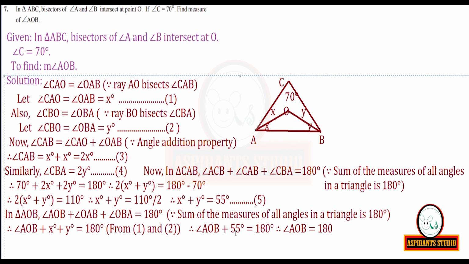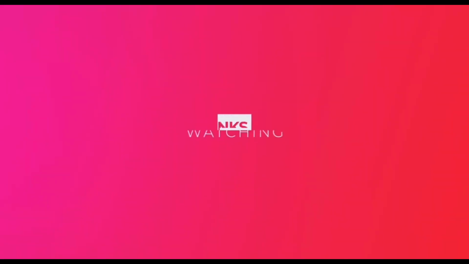Therefore, measure of angle AOB is equal to 180 degrees minus 55 degrees. That is equal to 125 degrees. Now we have to write the final answer. Measure of angle AOB is equal to 125 degrees. That is the final answer.